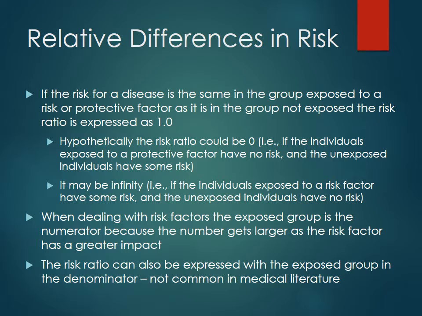And then that risk ratio can also be expressed with the exposed group in the denominator, but it's not super common in the medical literature. So really just keep it to where the exposed group is going to be in the numerator. That's how it's done most frequently.